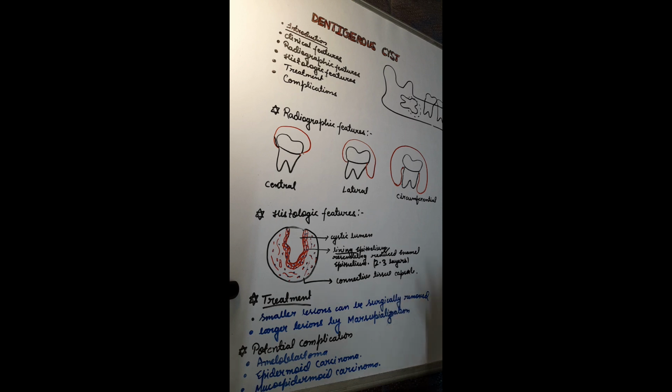Now about the treatment of the dentigerous cyst. When the cyst is small, it is removed surgically by the enucleation process, and once the cyst is of large size, it is removed by the process of marsupialization. And the potential complications of dentigerous cysts are ameloblastoma, epidermoid carcinoma, and the mucoepidermoid carcinoma.